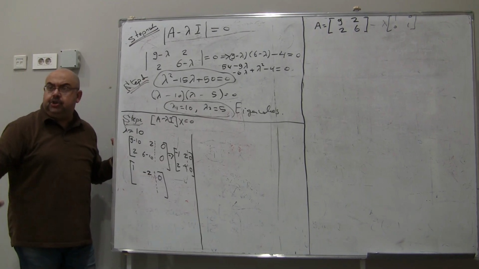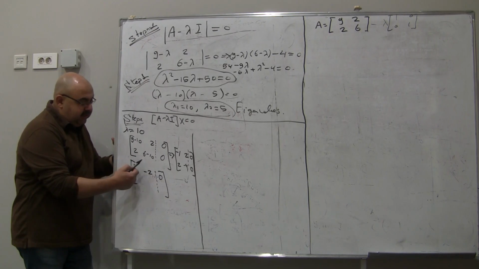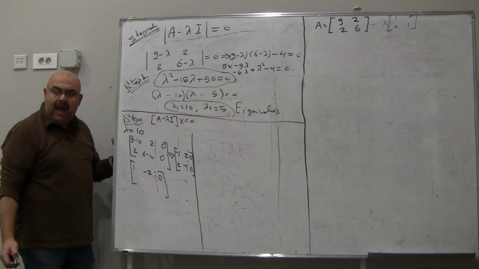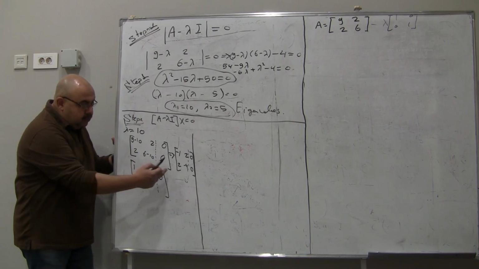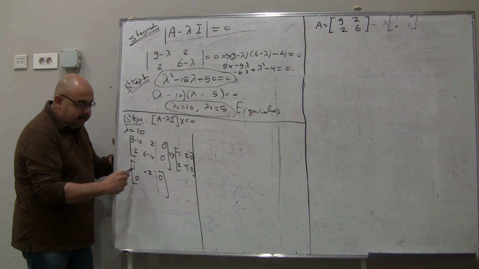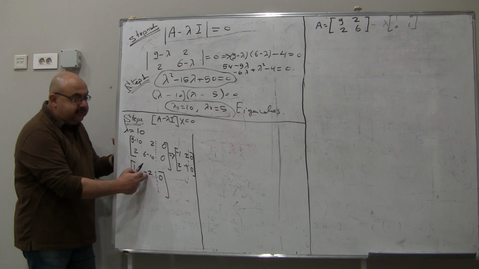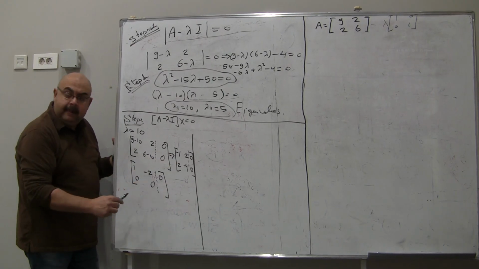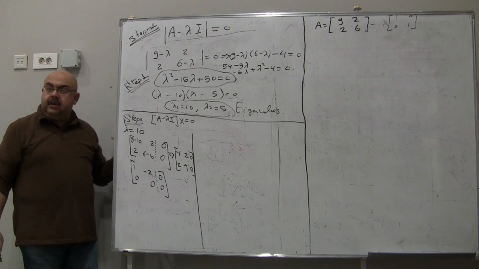I'm trying to reach an echelon form. So I will multiply the first row by negative 2 and then add it to the second row. Negative 2 plus 2, the result will be 0. Negative 2 times negative 2 is positive 4, plus negative 4, the result will be 0, and the final is going to be 0.